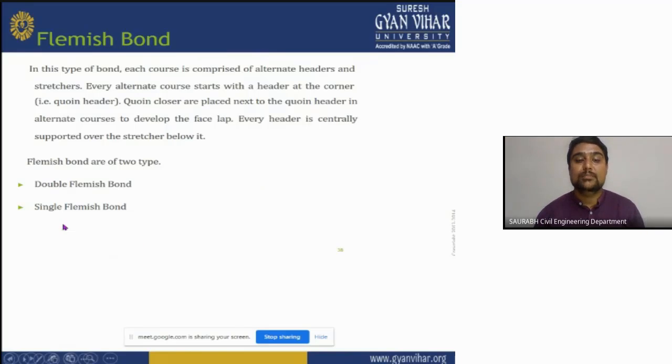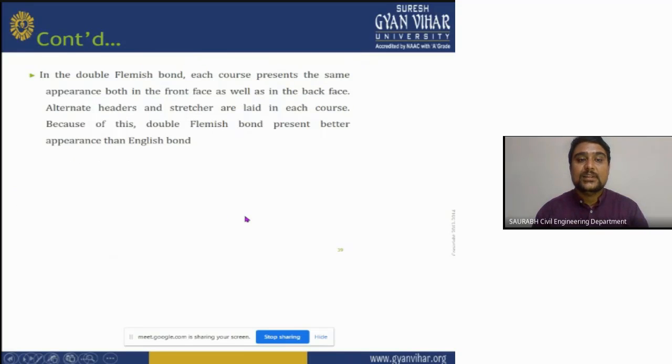The Flemish bond is also divided into two parts, known as double Flemish bond and single Flemish bond. In the double Flemish bond, each course presents the same appearance both on the front face as well as the back face. Alternate headers and stretchers are laid in each course. Because of this, double Flemish bond presents a better appearance than English bond. If you use Flemish bond in your wall, it will give a better appearance than English bond.